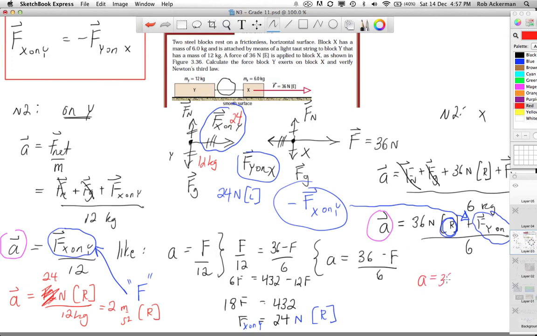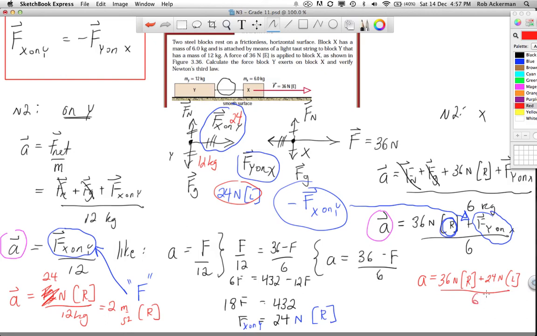A equals 36 newtons right. Now remember, this was Fy on x, that's 24 newtons left, so plus 24 newtons left over the 6 kilograms. Now what have we got here? 36 right, 24 left. That leaves you with 12 newtons to the right, divided by 6 kilograms. That is also 2 meters per second squared right. Did we get the same accelerations? Yes, which we should. And that's a way of verifying that you haven't made a mistake.